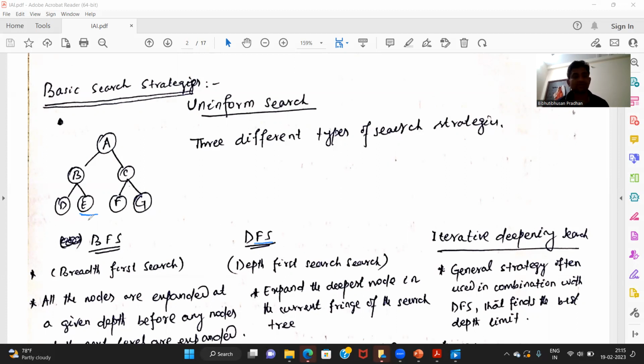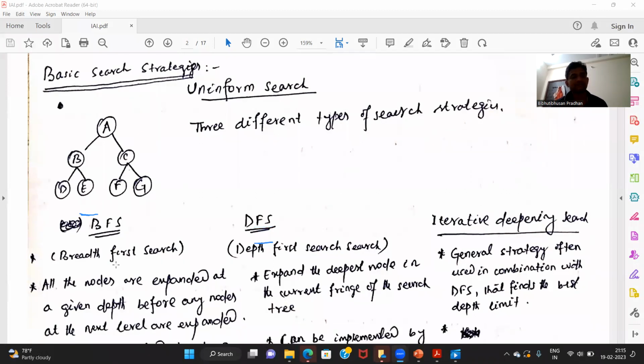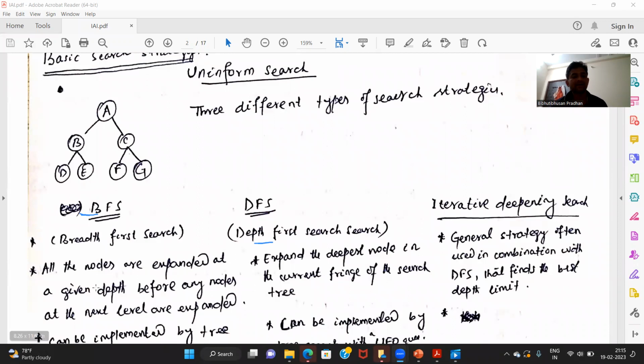In breadth first search, all the nodes are expanded at a given depth before any node at the next level is expanded. For example, this is depth 1, this is depth 2, this is depth 3. Suppose I am at depth 2, so all the nodes will be expanded or searched before going to depth 3. Suppose my goal node is G, the worst case scenario. In which way will I be traveling?